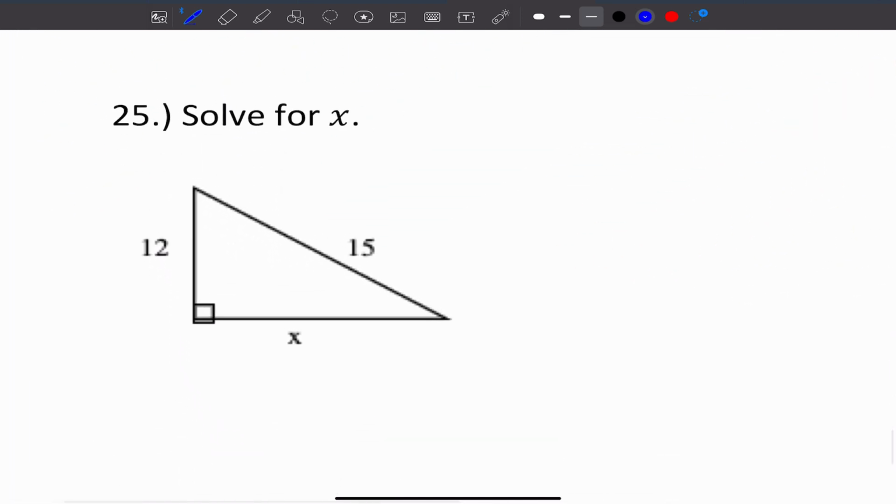All right, let's go ahead and solve for x. So we don't have a right triangle with an altitude. This is just a regular right triangle. So you're using the Pythagorean theorem with this one here. So a squared plus b squared equals c squared. We know that c is always across from the 90-degree angle. So I can go ahead and replace c with 15. So 12 squared plus x squared equals 15 squared.